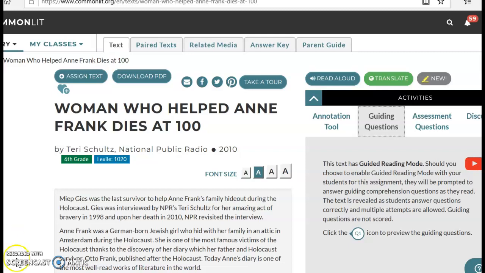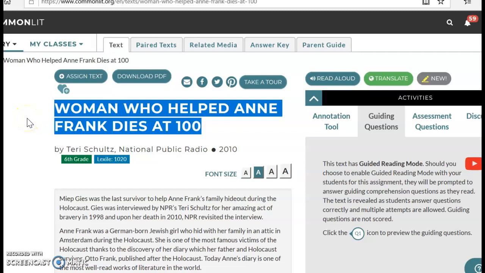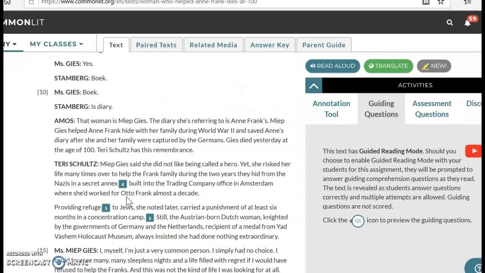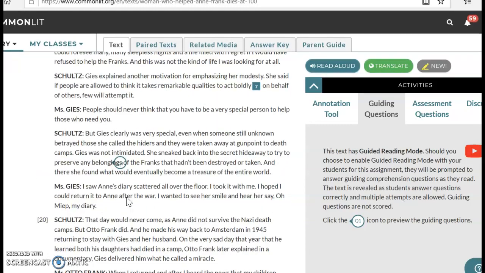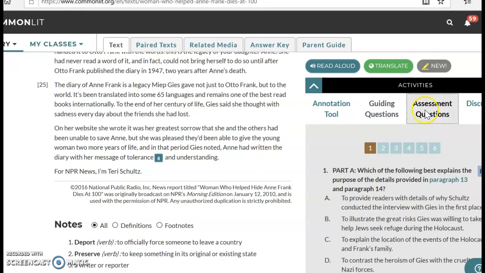Today your article is about the woman who helped Anne Frank. Anne Frank is the woman who wrote the Diary of Anne Frank. She was the young Jewish girl who was hidden during the Holocaust in the Netherlands and Holland. I think most of you know who she is, but this article is actually about the woman who helped her. Her name is Miep. You're going to read the article about this. As you can see, there she is. It's actually an interview with her, so it's a little bit different. And then you're going to, of course, do the guided questions, and then you're going to do the assessment questions.